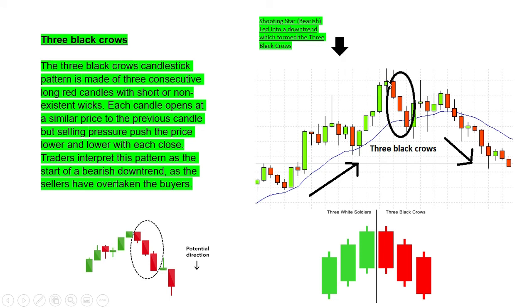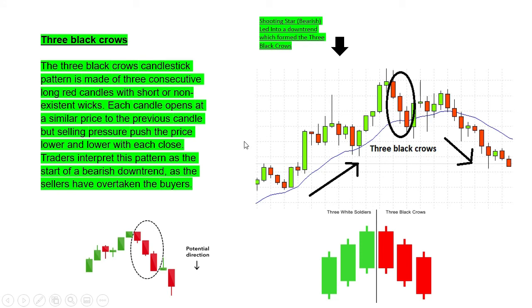If we look here, we had the shooting star, which was bearish, right? The shooting star, as we went over before, led into a downtrend, which formed the 3 black crows. So the shooting star indicates that a bearish reversal is on the way, right? And then what were the next candles that formed? The 3 black crows. As we could see, 1, 2, 3. It tried pushing back up, but it couldn't. Boom, we had the downtrend.